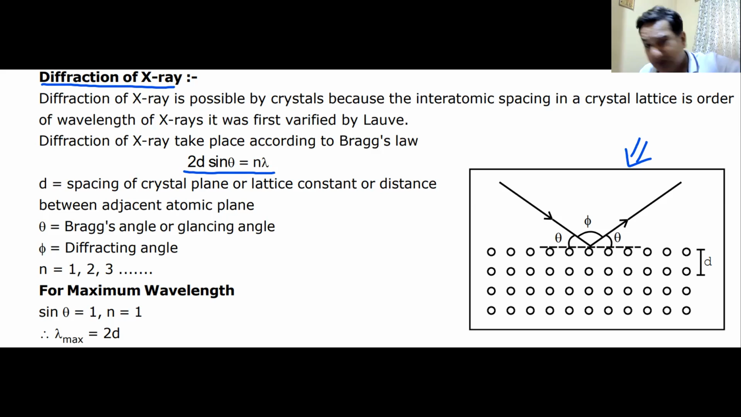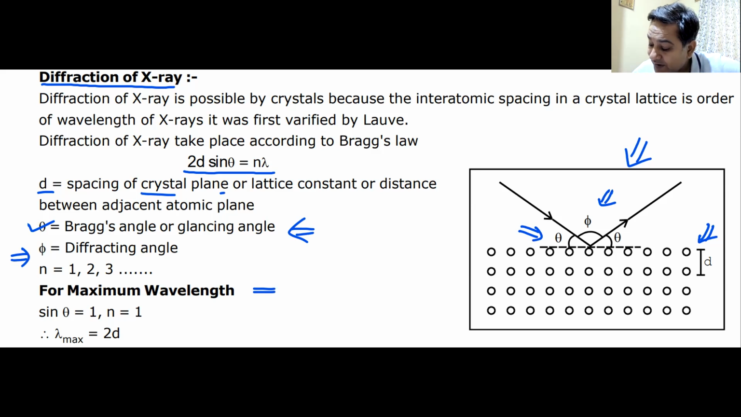This will never come. It has only come once or twice in the entire history of the paper. Since it has come once or twice, that's why we are doing it. 2d sine theta is equal to n lambda, with that diagram. d is the spacing of the crystal plane. As you can see here, d, yes or no? Yes, sir. Theta is known as the Bragg angle or the glancing angle. We will understand this glancing angle when you do diffraction. Phi is the diffracting angle. This is the diffracting angle. This is the glancing angle. Do we see this? Yes, sir.